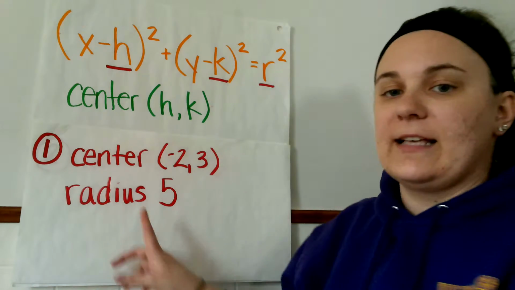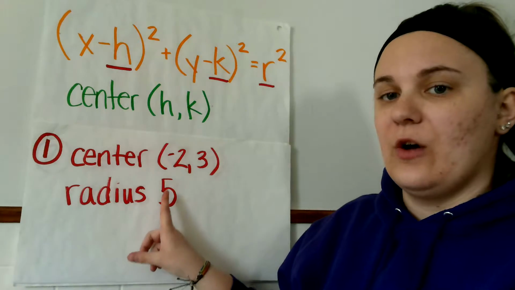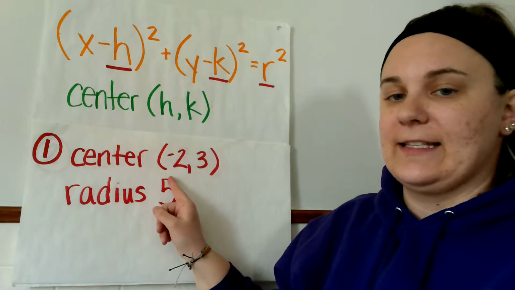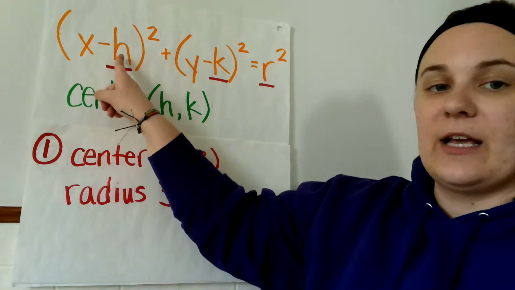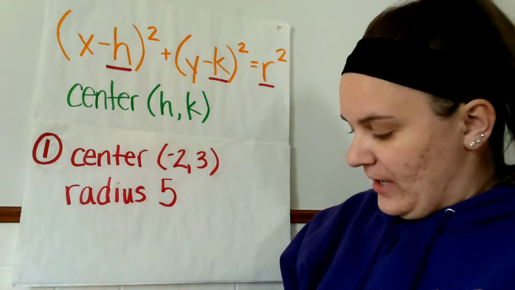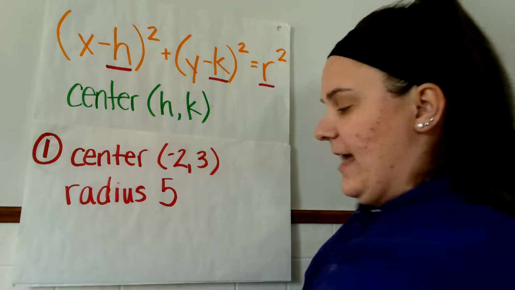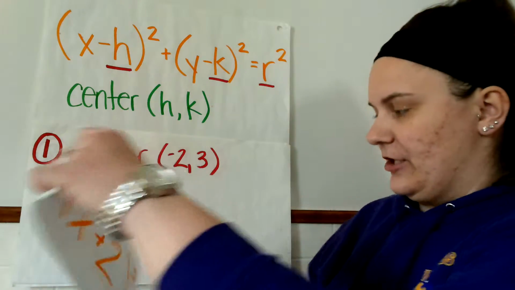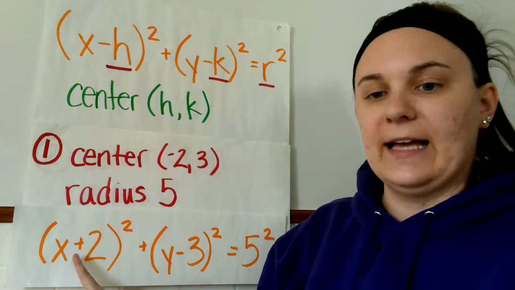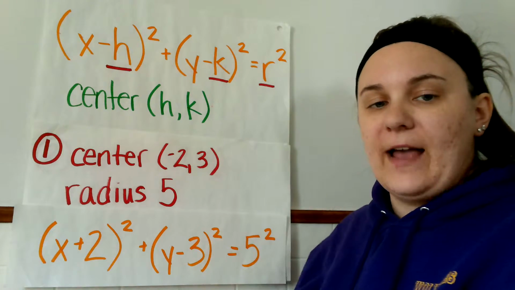Example 1 says that our center is (-2, 3), and our radius is 5. So when we're putting our center and our radius into our equation, the center now, instead of -2, is going to become +2. Instead of 3, it's going to be -3. And our r is going to be 5. So I have the answer here, as I had just stated, that our new equation now is x plus 2 squared plus y minus 3 squared equals 5 squared.